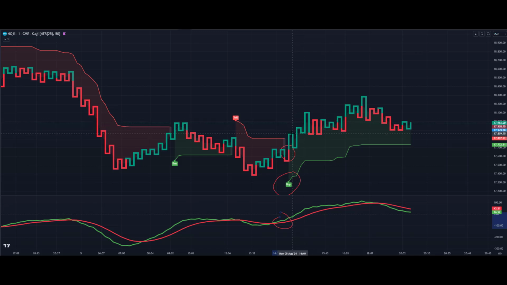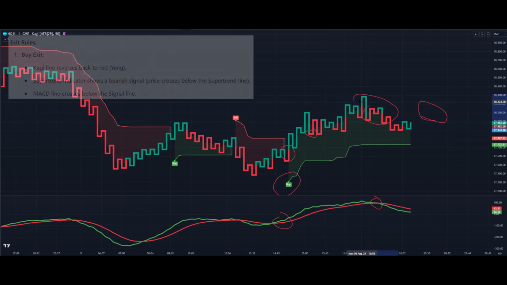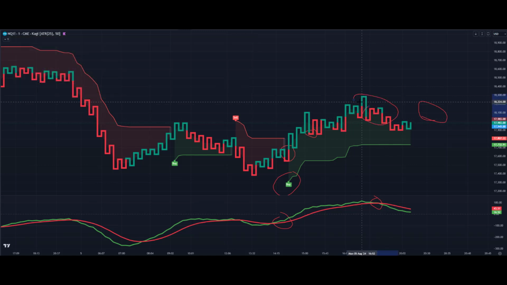Now how do we get out of the trade? Well, for the long one we could look at the reversal of green to red. The super trend indicator, sorry, there changes to sell, which we haven't got yet, or the MACD line crosses back over, which happened here, which could have got you out somewhere around there. And it's vice versa for the short trades.